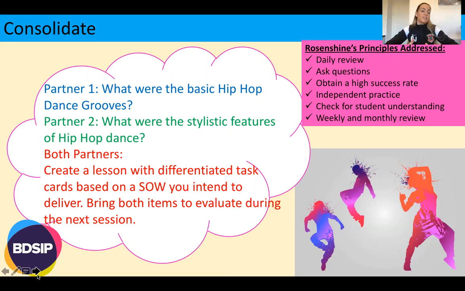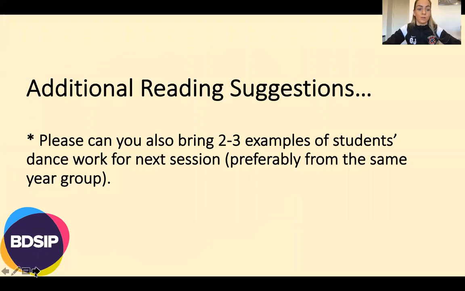And then both partners, this is what I would have given you, is to create a lesson with differentiated task cards based on a scheme of work you intend to deliver. I already set that a couple of slides ago, but this is just an example of how you could consolidate the lesson with your students in a really quick fire, speedy way. And this addresses Rosenshine's principles through daily review, asking questions, obtaining a high success rate, independent practice, and checks for student understanding, and again, that can feed into your weekly and monthly review.